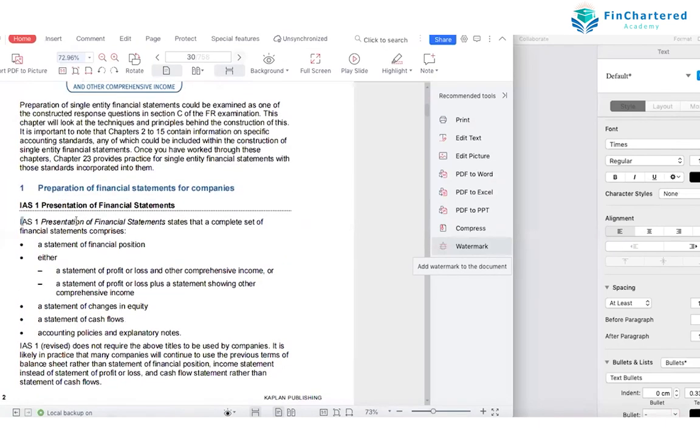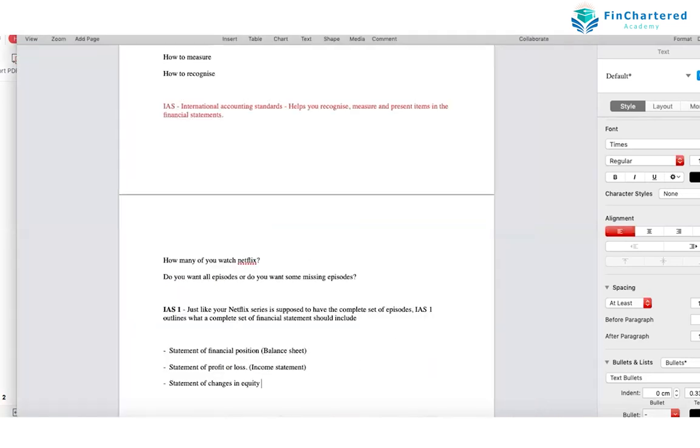So, IS1, presentation of financial statements, what does it talk about? It outlines or states what the complete set of financial statements includes. Just like a complete series includes episode 1, episode 2, episode 3, episode 4, episode 5, same way, IS1 outlines the set of financial statements that will be included in a complete set. I did give you these examples: statement of financial position, statement of profit or loss, statement of changes in equity, statement of cash flows. That is another example we can add.